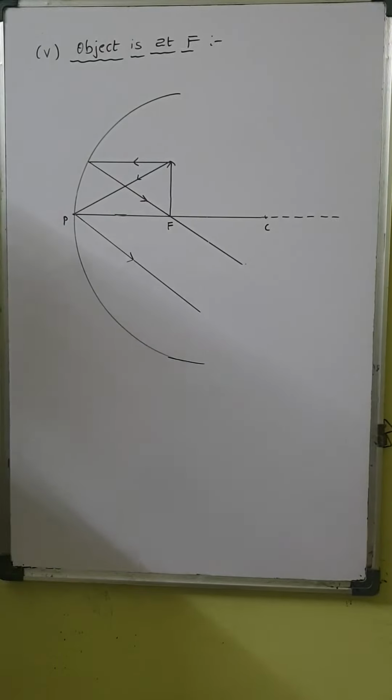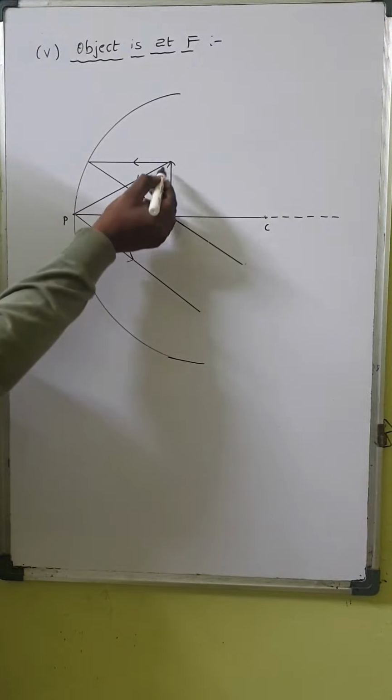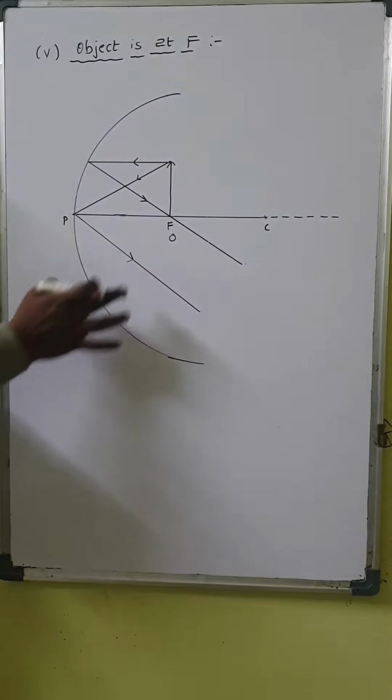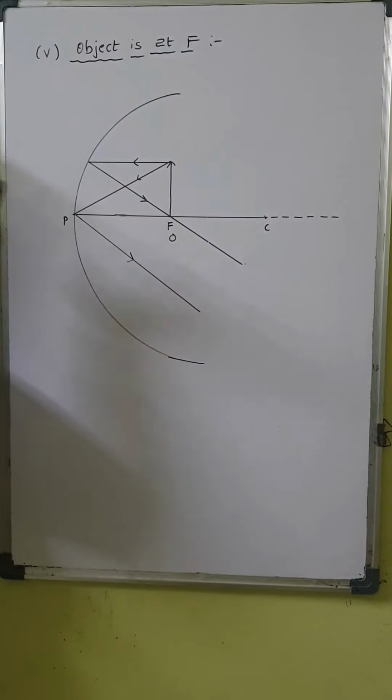Now let us see fifth position. When the object is at F, it means the object is placed at the principal focus itself. When object is placed at principal focus, let us see where is the image formed.